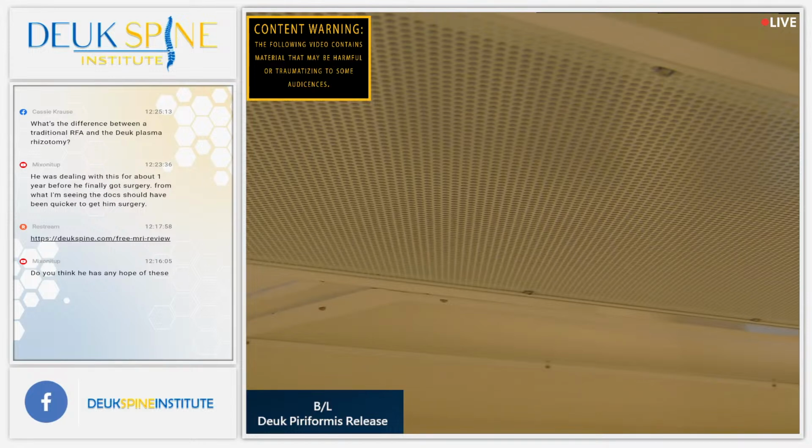So the best thing you can do for your dad, if he doesn't make really good improvement, is get a new MRI and do the free MRI review with me. I'll be happy to look at his MRI and make comments once I've had a chance to look at whether the spinal cord and nerve roots have been adequately decompressed. Next question, lastly, from Cassie on Facebook, asking, what is the difference between a traditional RFA and the Deuk plasma rhizotomy?